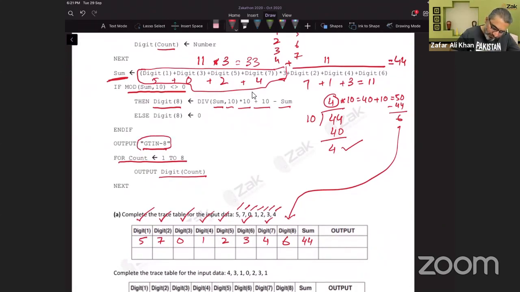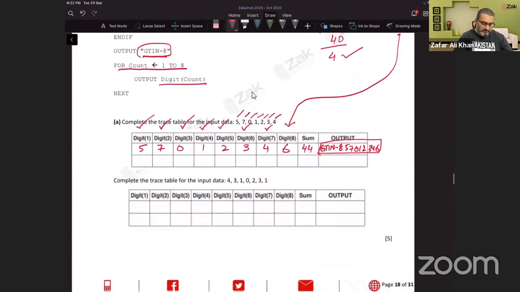So this you have to first write GTIN dash 8, and then digit 1, digit 2, digit 3, digit 4, digit 5, digit 6, digits 7 and 8. So 5, 7, 0, 1, 2, 3, 4, 6. That is your answer. Try the next one by yourself, okay?